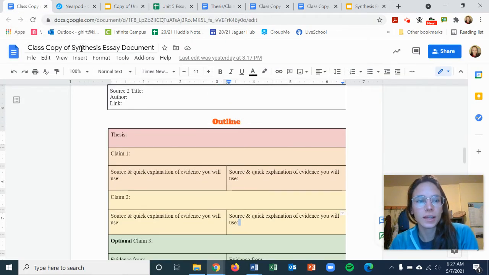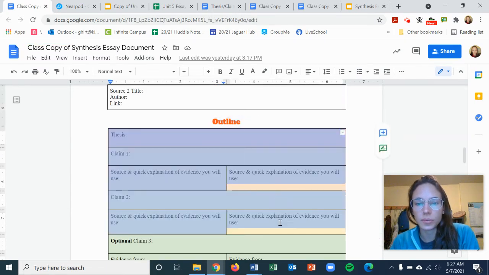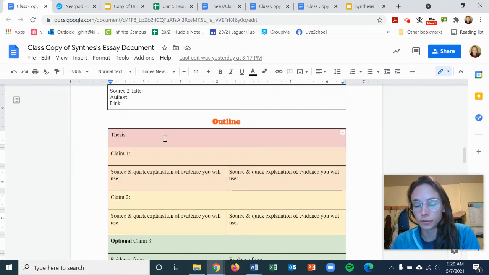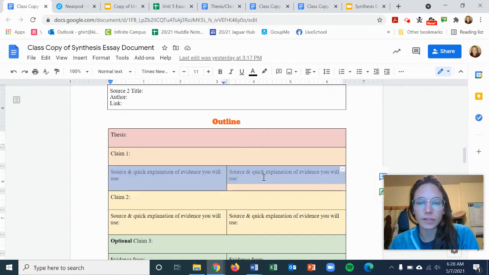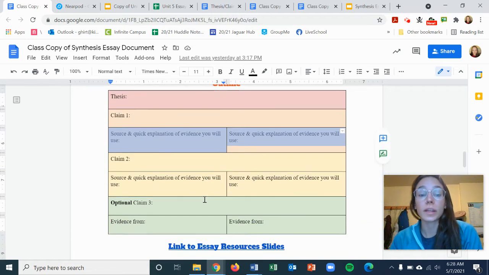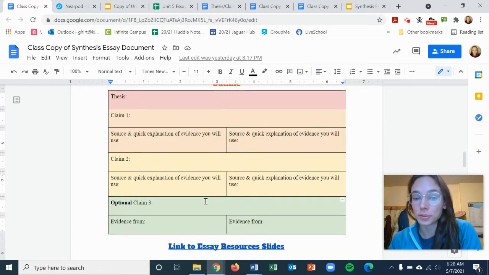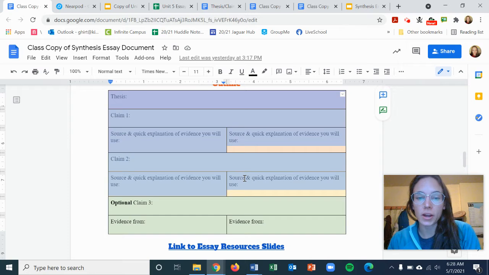Where you're doing that, in your synthesis essay document that I posted, where it says outline, this should be complete. So thesis you already wrote, or you should have. Two body paragraph claims, and then evidence. We'll go through what your evidence needs to look like. You can do 3 claims if you would like, but you are required to have this filled out by Wednesday.